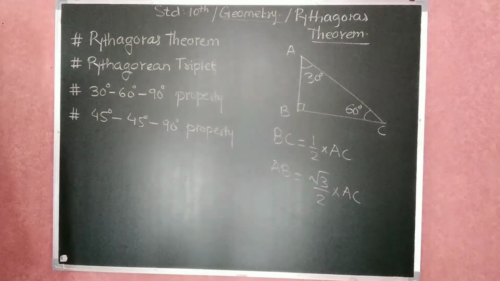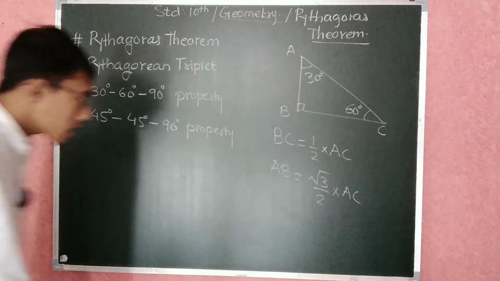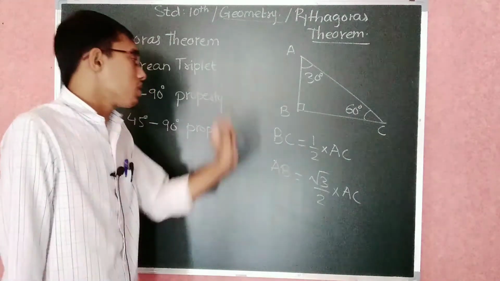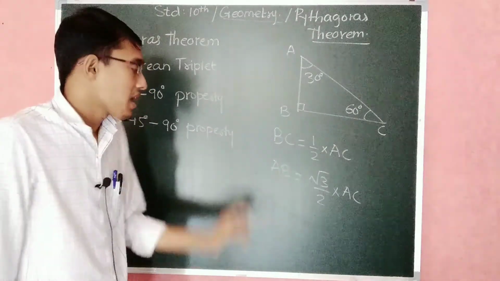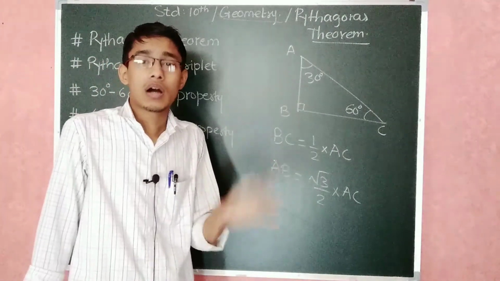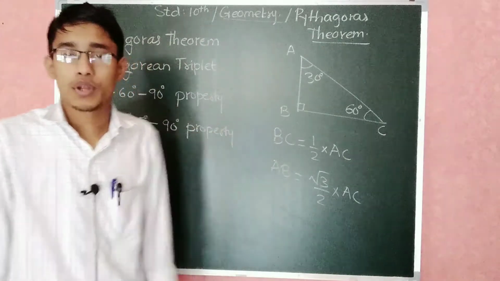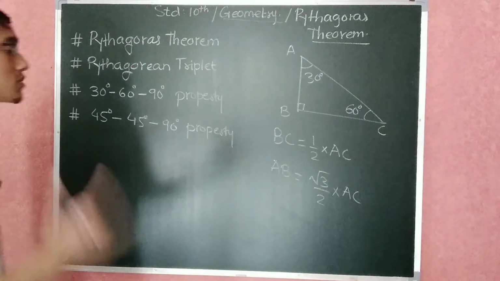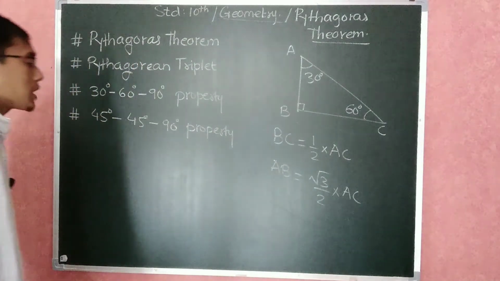So according to the 30, 60, 90 degree property, the side opposite to 30 degree is half the hypotenuse, and the side opposite to 60 degree is √3/2 times the hypotenuse.